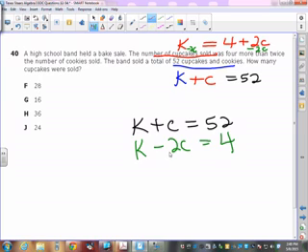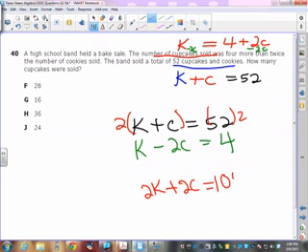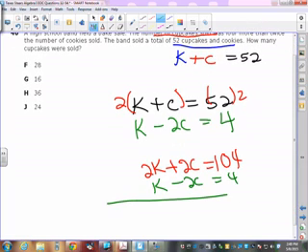I notice that it's negative 2c. If this was positive 2c, I could just add and get rid of the cookies. So I'm going to multiply this top equation by positive 2. That gives us 2k plus 2c equals 104. I'm going to keep the bottom equation as it is. And now I can combine my two equations. That gives us 3k, those cancel, equal 108.